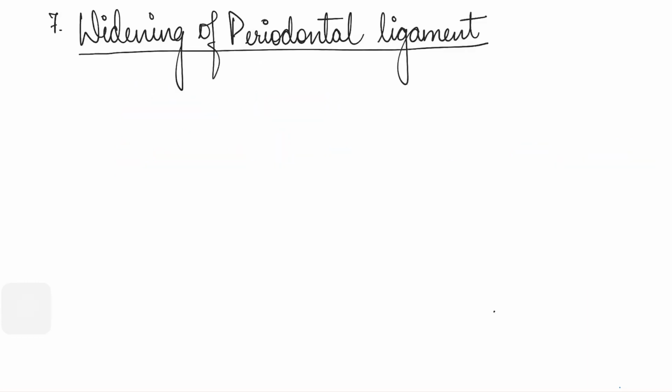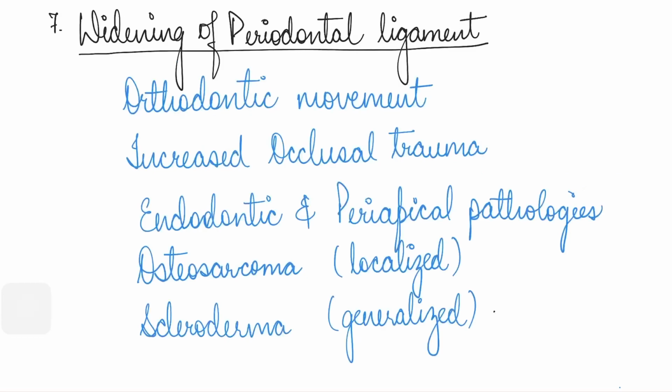The next here is the widening of the periodontal ligament. We see this feature in so many regular diseases like endodontic problems or periodontal disease, but it is associated with some certain diseases other than this also. Let's have a look at the list here. It is seen in orthodontic tooth movement and increased occlusal trauma. Here the PDL tries to compensate, that is why the widening of its space is seen. It is also present in endodontic or periapical pathosis. The two main diseases that we need to add to the list are osteosarcoma, the localized form, and scleroderma. It is seen in generalized scleroderma.